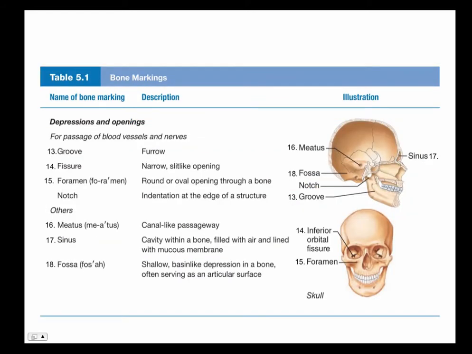Next category of bone markings we have are depressions and openings. So the first one we have is a groove. Here's an example of a groove. It's kind of like a furrow, so it's going inside. Fissure is a narrow slit or opening. Here is an orbital fissure.